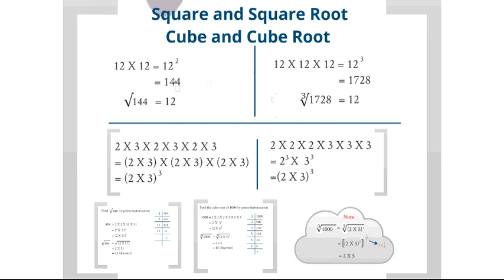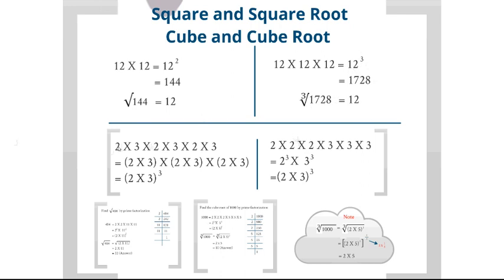Similarly, the cube. 12 times 12 times 12 equals 12 cubed, and this equals 1728. But if I take the cube root of 1728, I will get 12. So the cube root is actually the opposite of the cube, right? You cube a number, and after that, if you take that number and cube root it, you will get back the original number, 12.